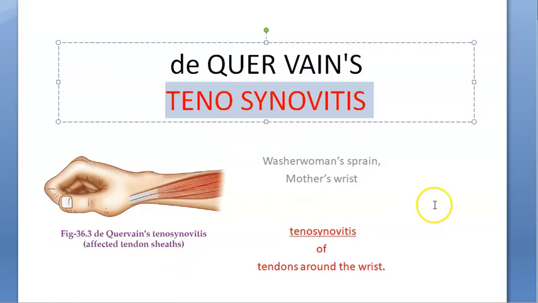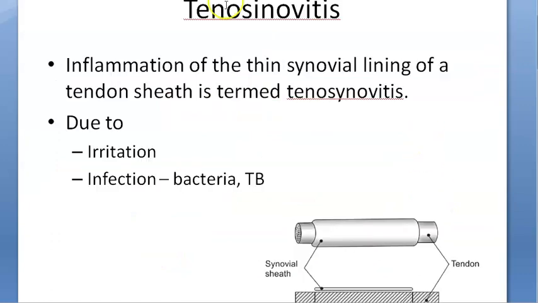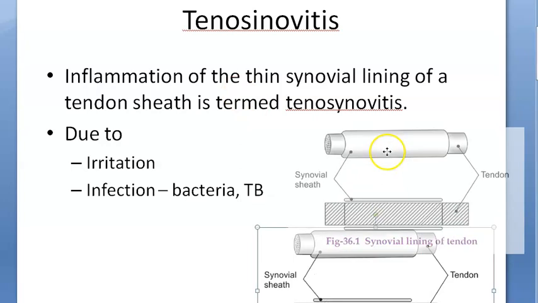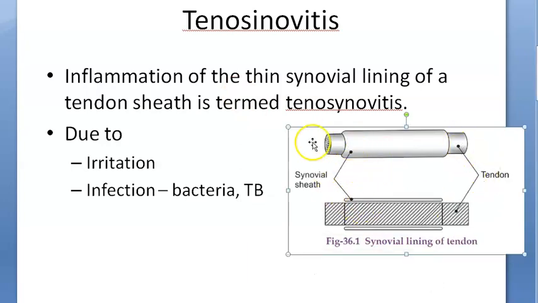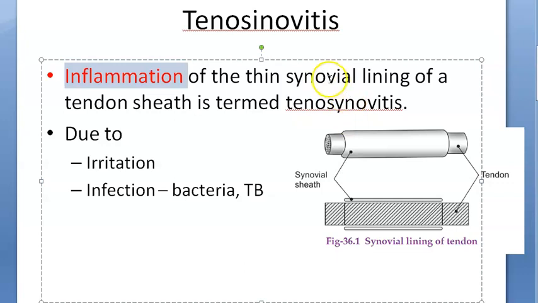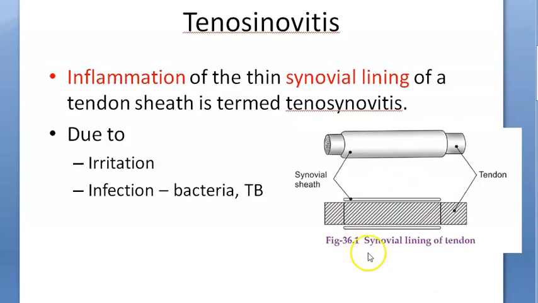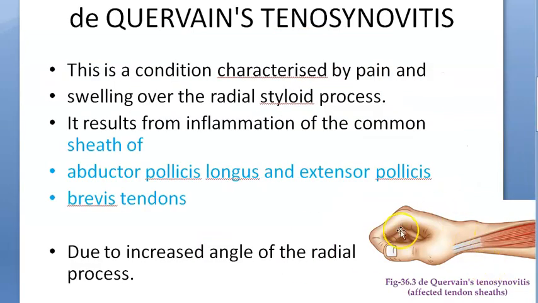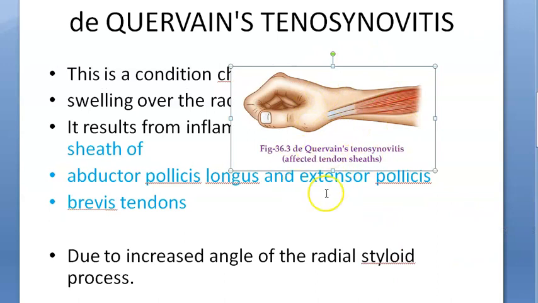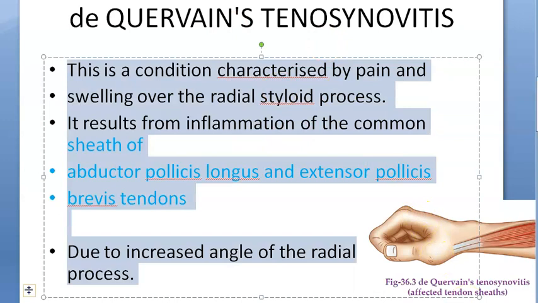So de Quervain. What is tenosynovitis? First we need to understand that. Every tendon, see they have shown a tendon, the pipe inside is a tendon. Around it there is some sheath, that is the synovial sheath. There is inflammation of this synovial lining which is around the tendon. So this becomes tenosynovitis. This can happen because of irritation, or because of infection from bacteria, even tuberculosis bacteria, etc. If it is of the tendons around the wrist, then it is called de Quervain tenosynovitis.